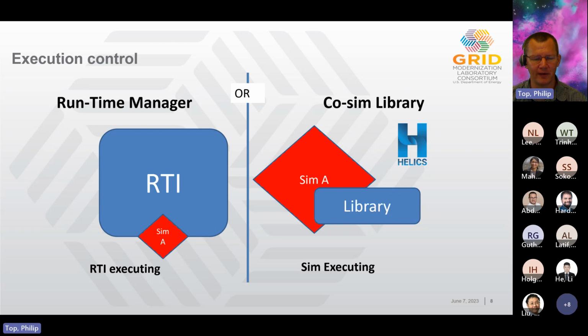So the federate is essentially giving up control to this runtime engine. Everything has to match up with its interface. What we chose in Helix instead was a library approach. So we basically leave the simulators in control. They can choose to connect to Helix or not, and then the Helix library only acts when the simulators tell it to act. So it's leaving the simulators in control.